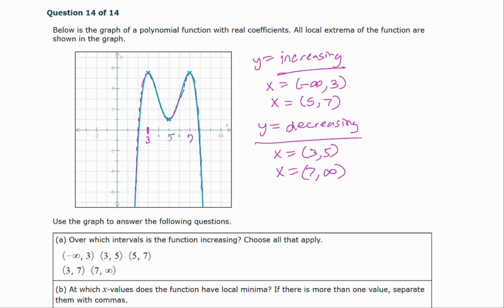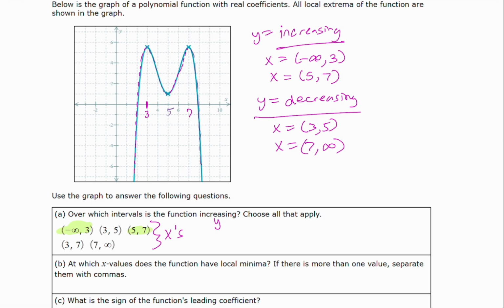So the answers for the increasing would be negative infinity to 3 and 5 to 7. Remember, this is what the y's are doing. These are all x's. Okay. Then it says, at which x values does the function have a local minimum? Well, a local minimum is a valley, a low point, a sag in the graph. And so here at an x value of 5, we have a sag in the graph. So this is a local minimum.